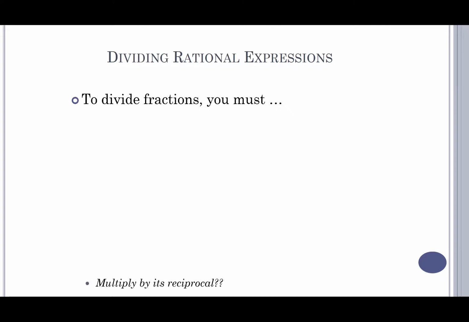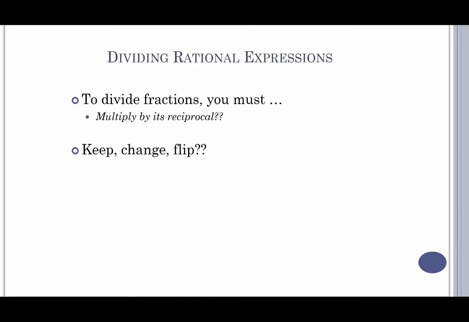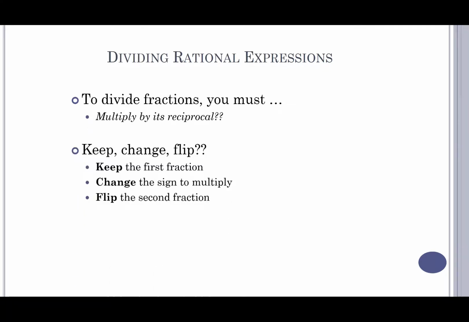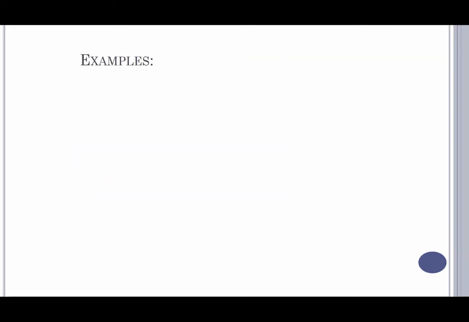So dividing is the exact same thing as multiplying. Literally the exact same thing. All you have to do is set the problem up differently, though. You're going to keep the first rational expression. You're going to change the division sign to multiplication. And then you're going to flip over the second rational expression. So keep, change, flip. You've heard of that before.